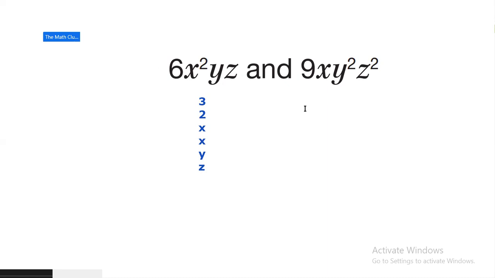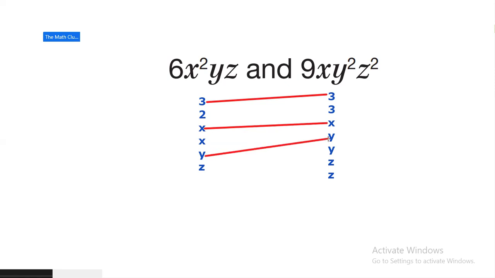Now this one, we have 9, so it's 3 times 3. We have 1x, so x, and then 2 y's, y, y, and z, z. Now, basically, we find the common ones, so we can put them inside the Venn diagram in the middle. So we have a 3 and an x and a y and a z. Now, let's draw a Venn diagram like this.